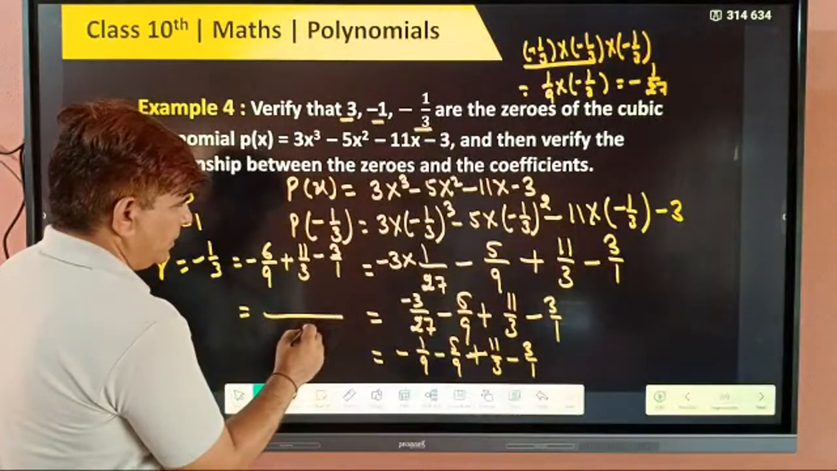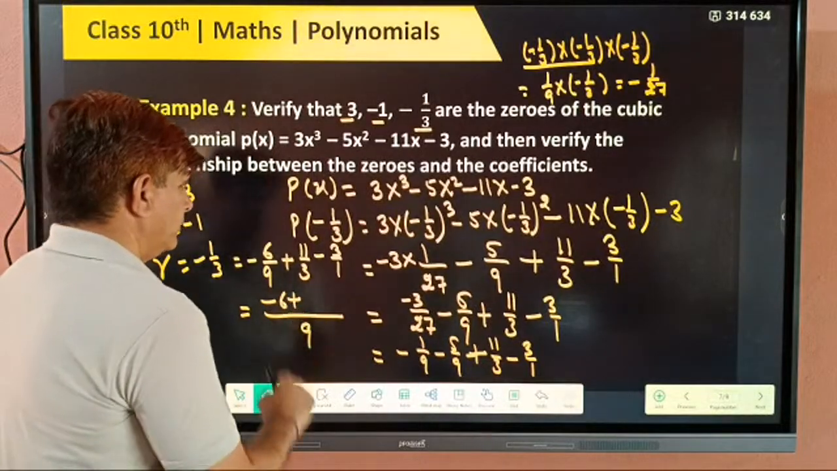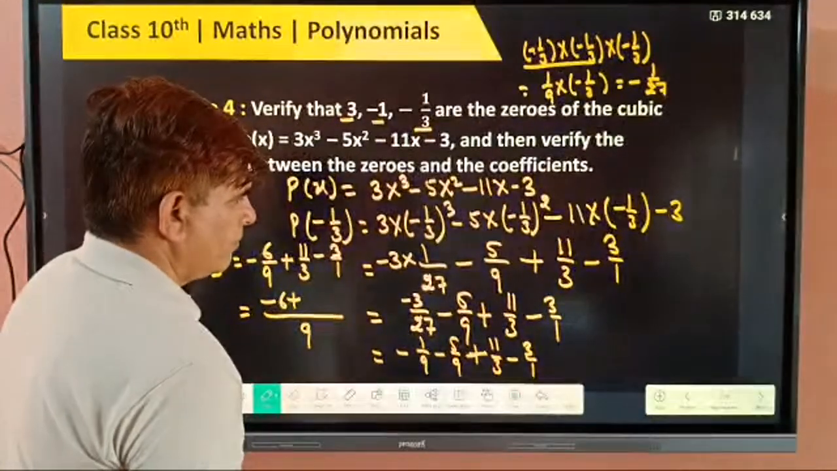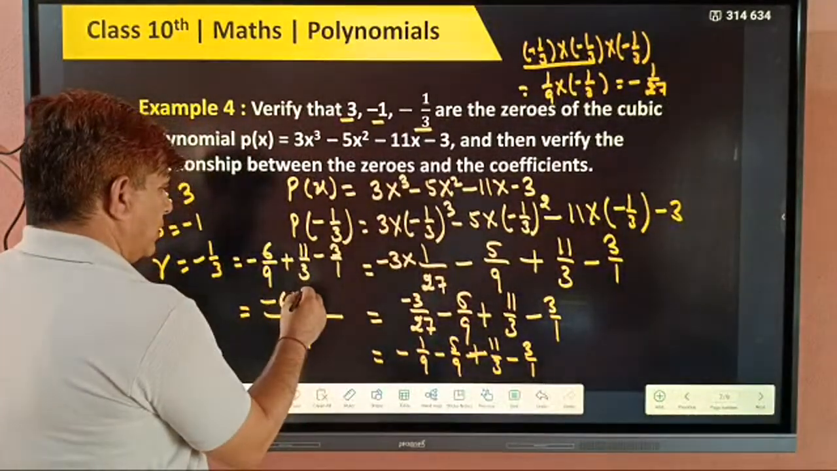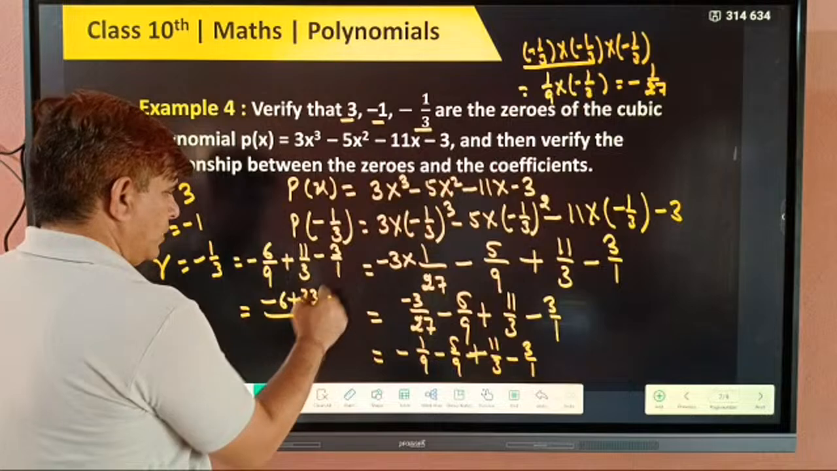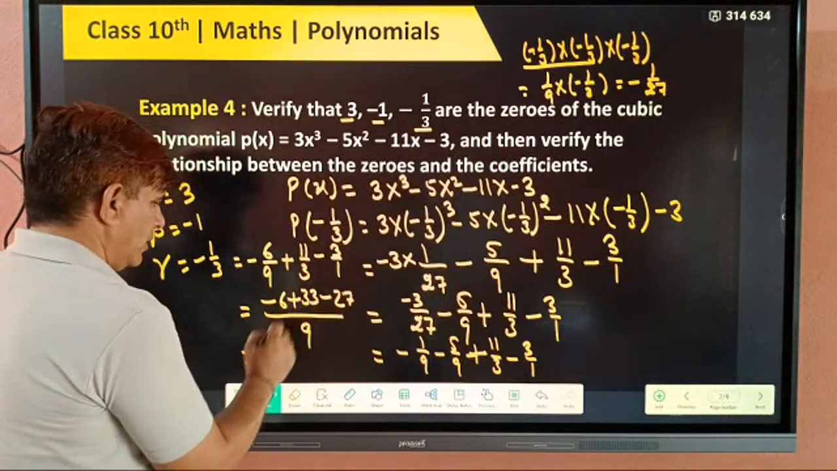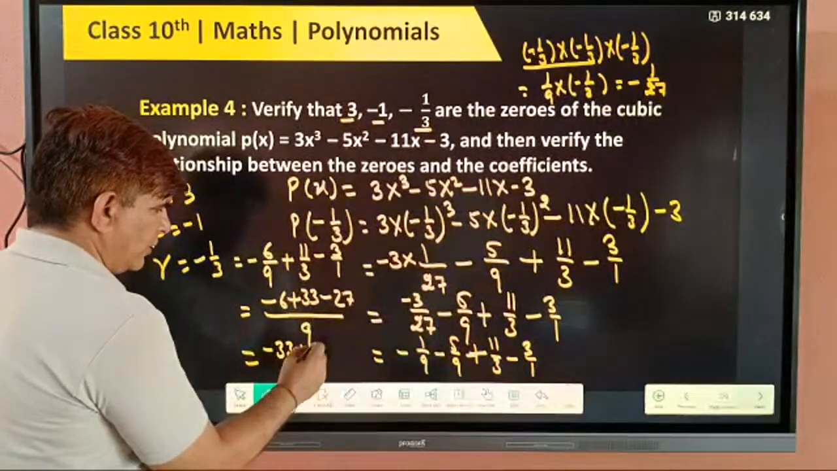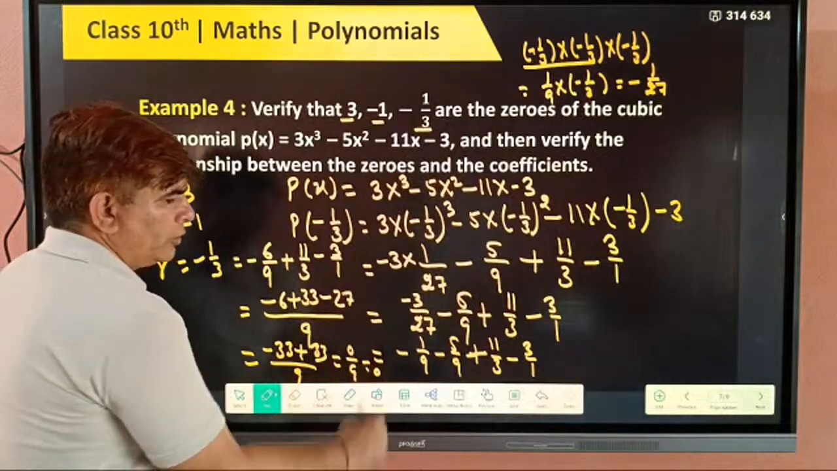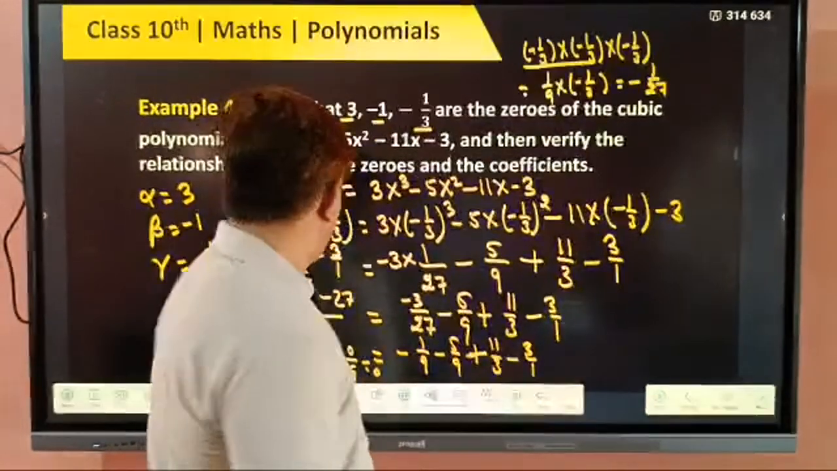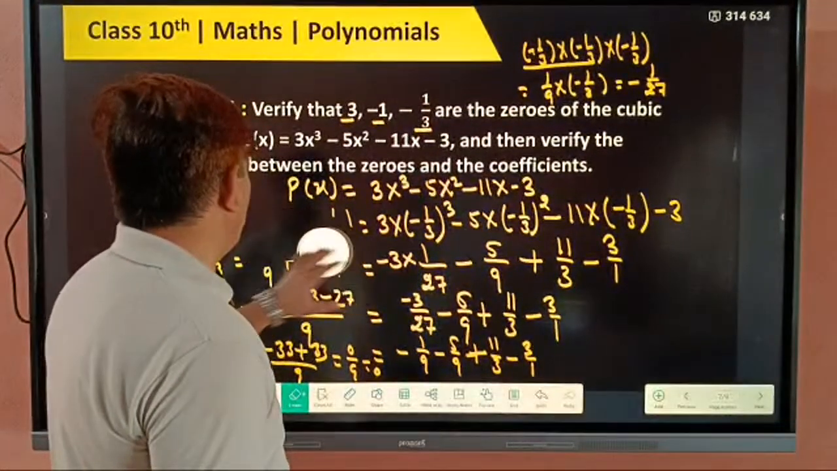What's your LCM? 9. Minus 6 plus what? What's coming? 3 3s are 9, 33. Minus 1 9 is 9, 27. So if you check this and this, minus 33 plus 33 by 9, 0 by 9, equal to 0. So this is also 0. Verification of it. Understood, I think. In this way you can verify.